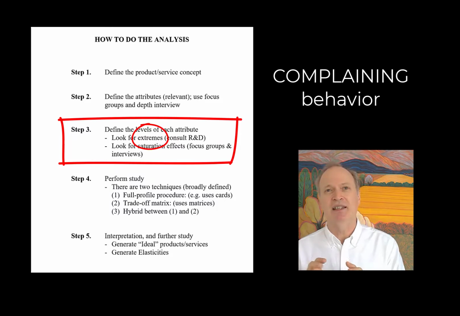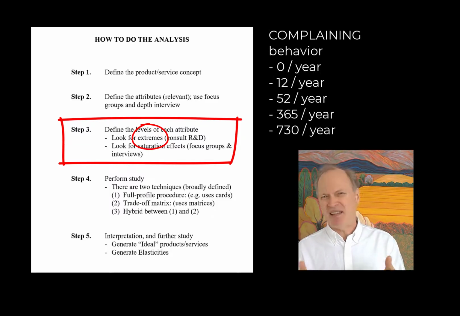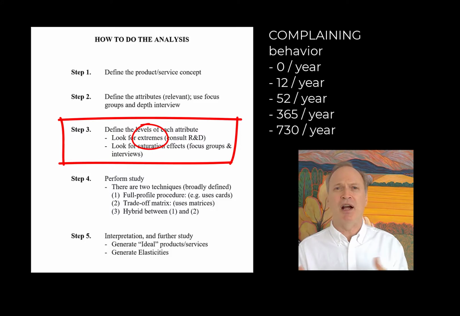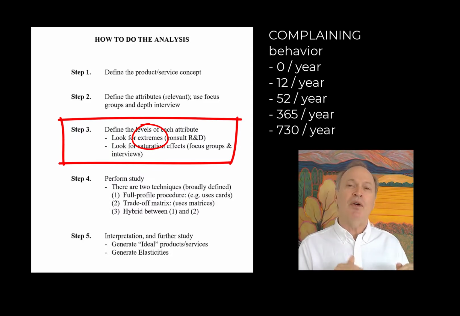So it's very clear. In the world of complaining behavior, how could we fill that out? Well, 0, never complains. 12, that's like once a month, 12 times a year. 52, once a week. 365, that's every single day complaints. And then 700, twice a day. So we have a large range of complaining behavior.